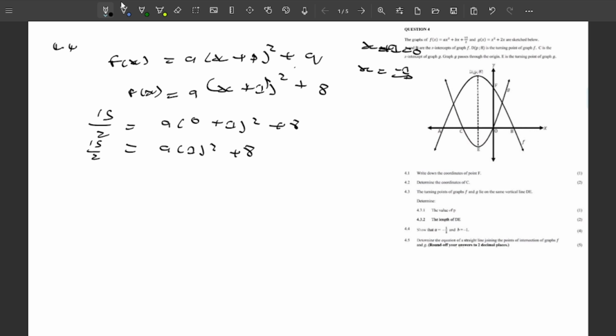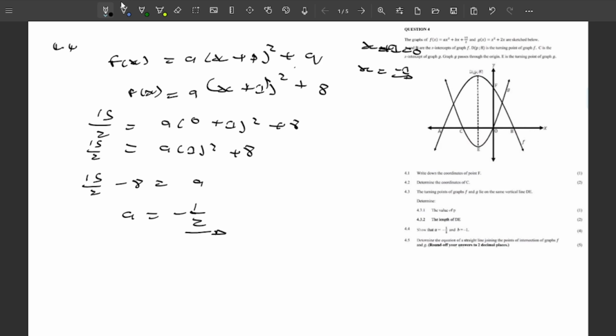From there on, you can do some simple mathematics, and you should get your a value to be a = -1/2, just like how we predicted. It has to be negative because it's a frowned face, a sad face type of quadratic equation. And now we can move on to b. How can we find b?